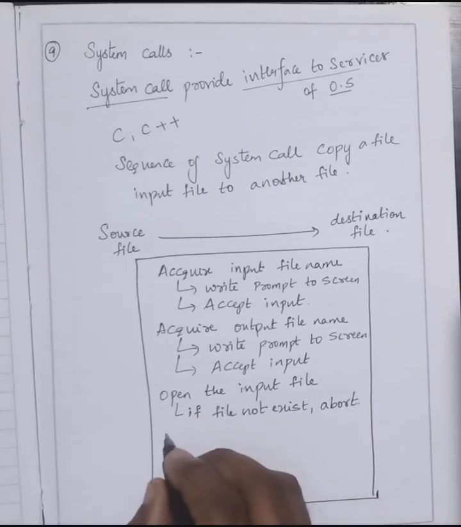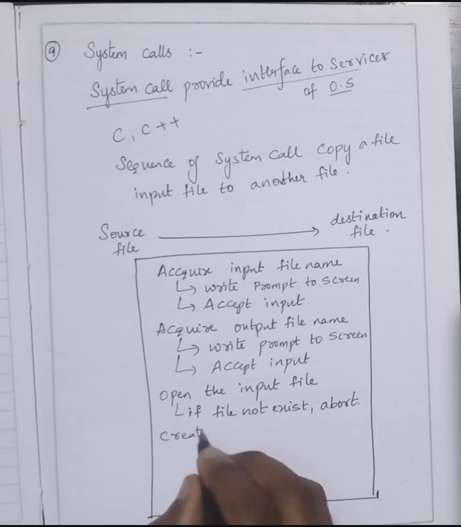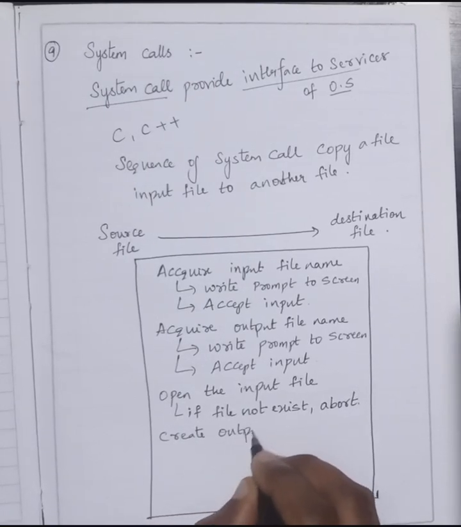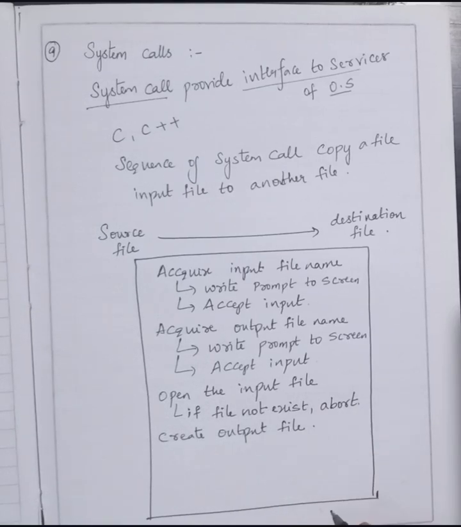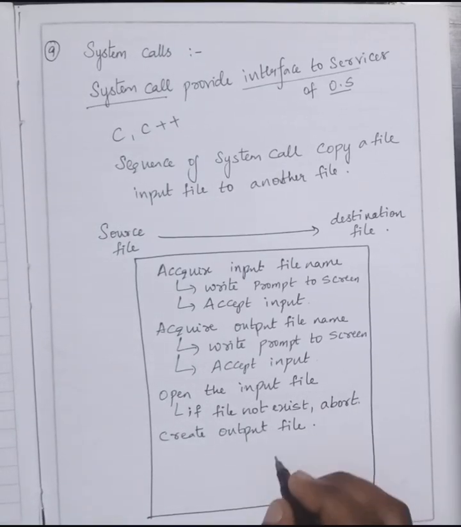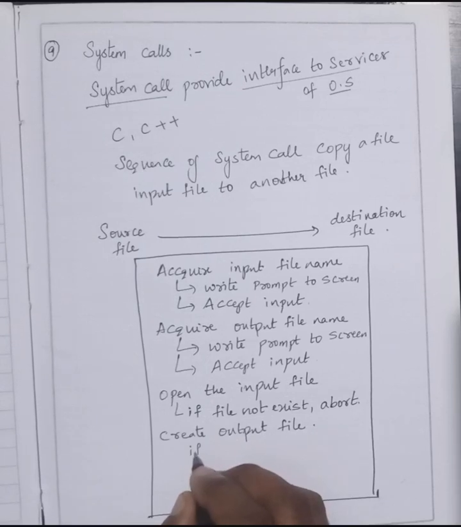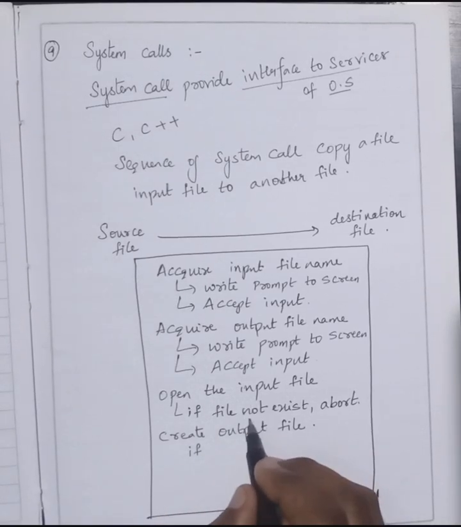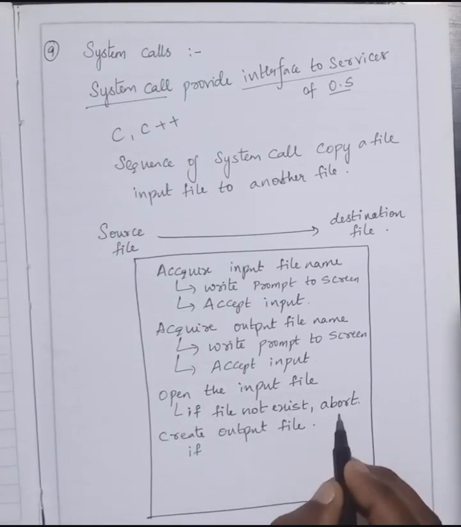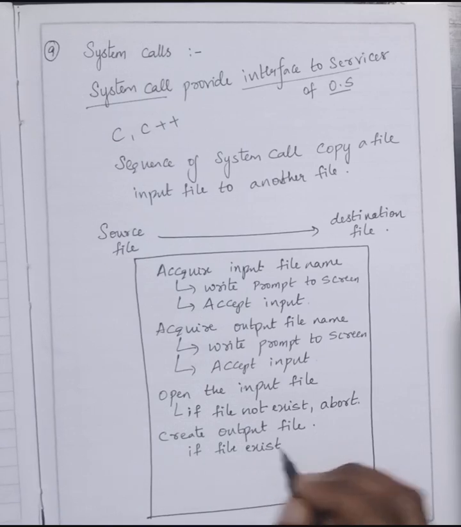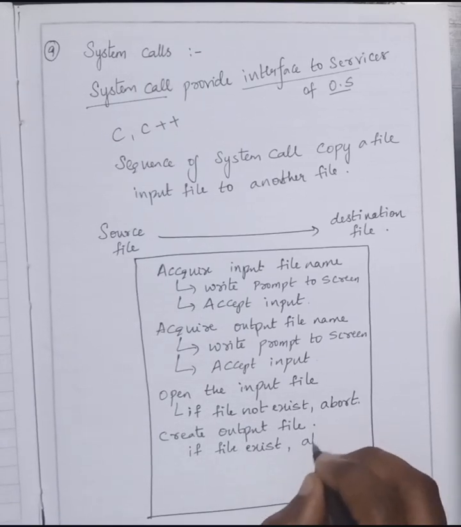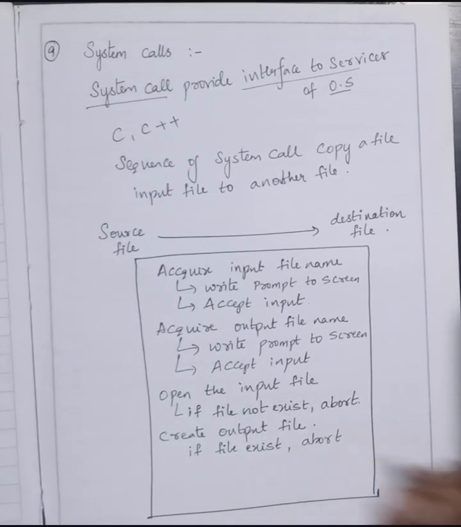The next step is to create the output file, where we want to copy all the content. See what happens here: for the input file, if the file does not exist, we abort. For the output file, if the file already exists, we can't replace it without the user's permission. So instead of asking for permission, we'll abort it.